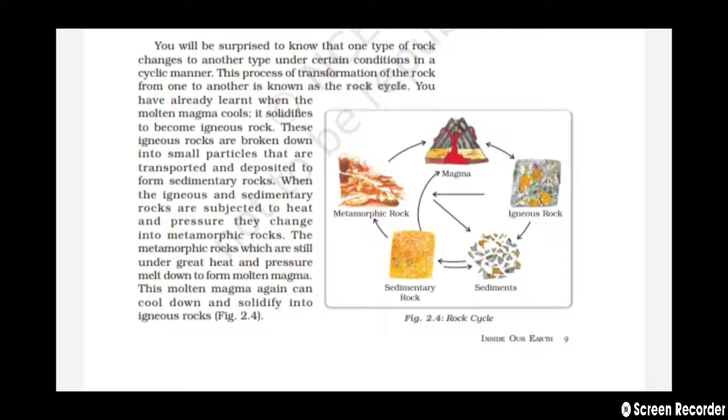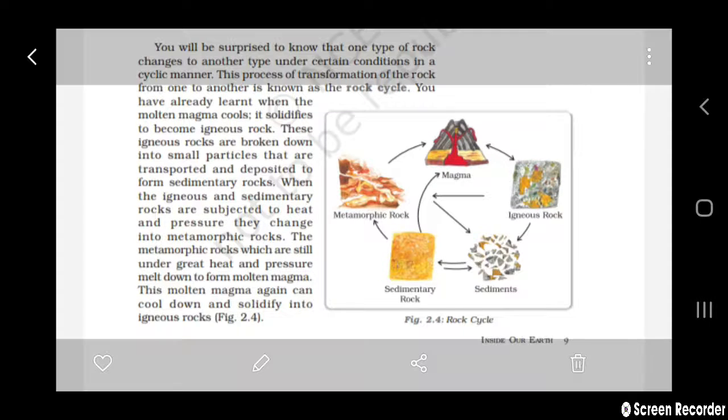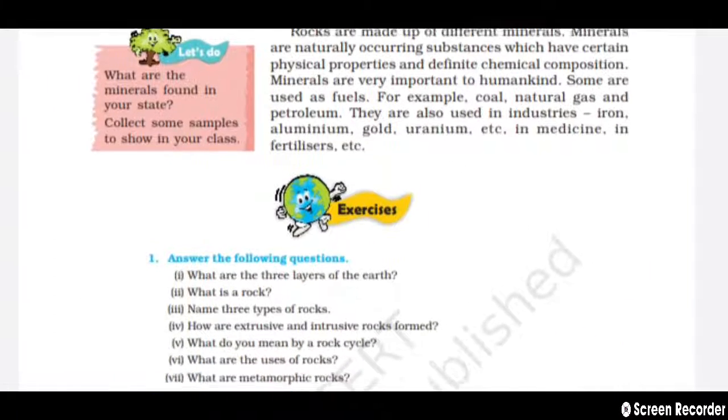If the rock melts down again, it will form molten magma. This molten magma can again cool down and solidify into igneous rock. Like this, the process of the rock cycle keeps going on.